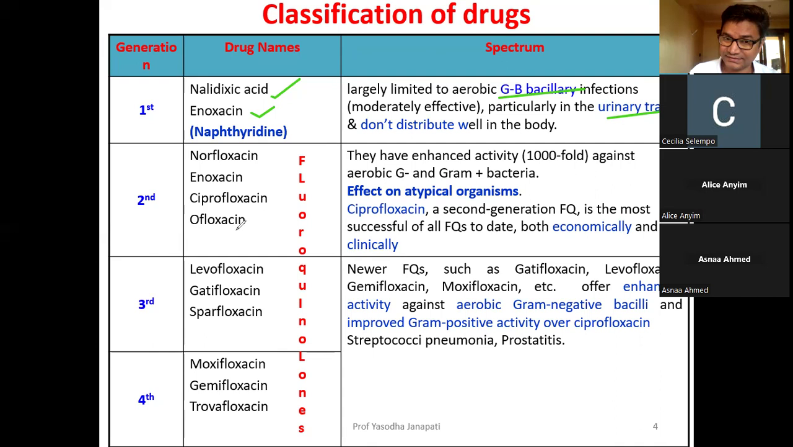Ciprofloxacin, ofloxacin. These are second generation drugs. You can see they have enhanced activity, 1,000 times, against both gram-negative as well as gram-positive bacteria. So what happens as we are moving through generations? First, nalidixic acid acts on gram-negative bacteria. As we move through generations, they also show activity towards gram-positive bacteria and mycobacteria also. So 1,000 times activity increased. And there is an effect on atypical organisms, which we discussed, that is Mycobacterium tuberculosis, chlamydia. Those microorganisms are also affected.